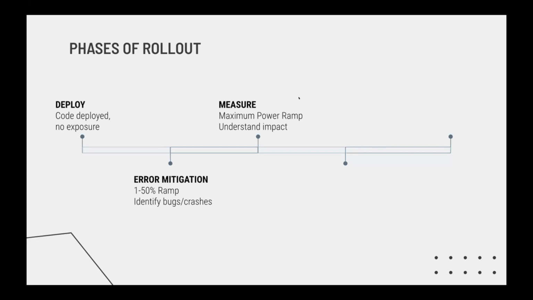Then when you've gotten past the error mitigation and you feel pretty confident about your code, you go to a stage that we would call measure. You want to understand whether this feature really moves the needle: does it accomplish what you set out to accomplish when you built it?